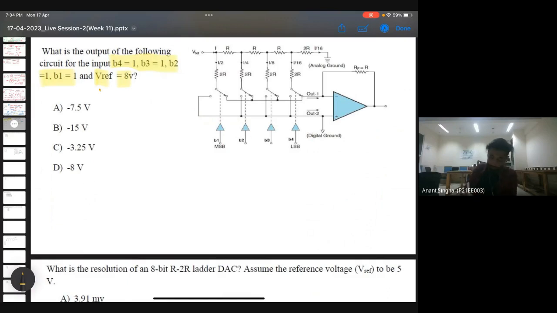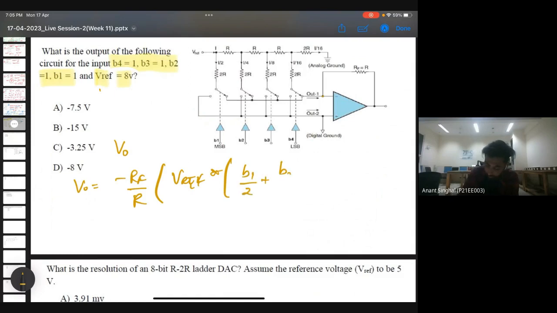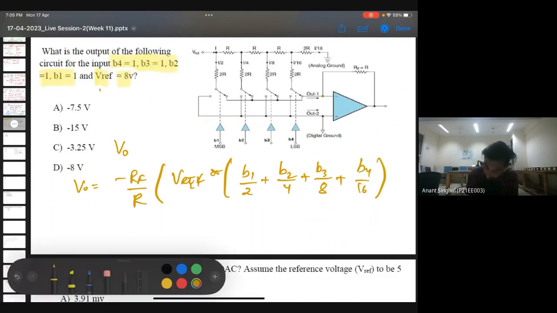For the given circuit, there will be a V naught here. V naught is not mentioned in the circuit, so we'll calculate V naught, which will be nothing but minus RF by R, which is the non-inverting gain of this op amp, into the attached voltage, which is nothing but V reference into B1 by 2 plus B2 by 4 plus B3 by 8 plus B4 by 16, and all the bits are given as 1 only.